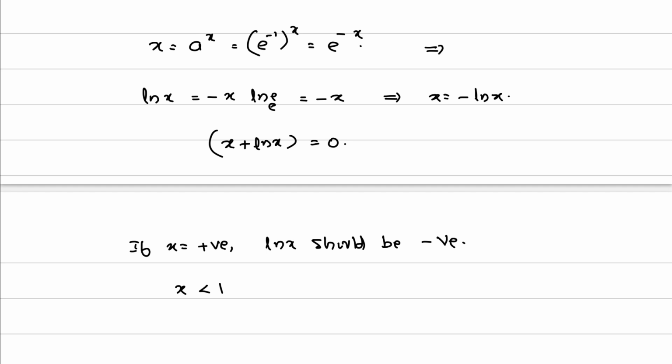Let us try with x is equal to 0.5. Then 0.5 plus ln 0.5 is equal to, what is the value of ln 0.5? ln 1 by 2 is ln 1 minus ln 2. ln 2 is 0.693, we know it.